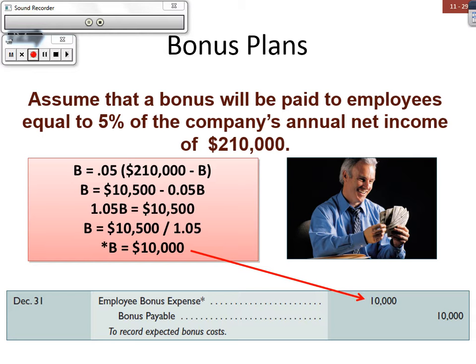So the journal entry to record the bonus that we've calculated up here is a debit to employee bonus expense, 10,000, a credit to bonus payable, meaning what we're going to have to pay as a bonus to employees, is 10,000. Everybody has this, or you still writing? Okay. You guys have it? You're good.